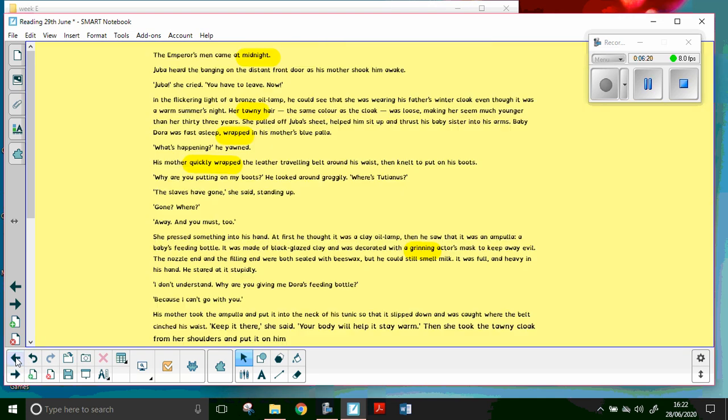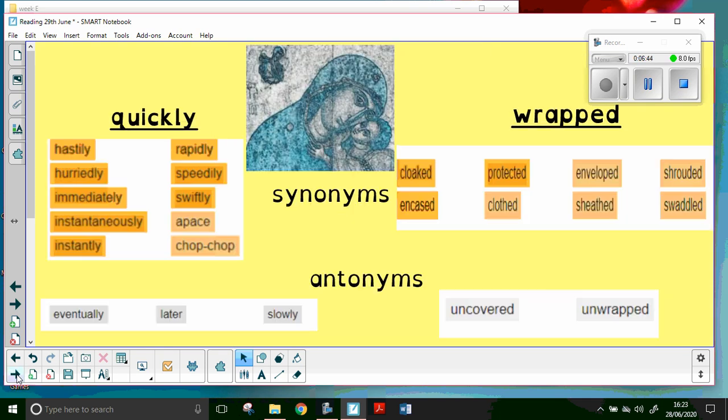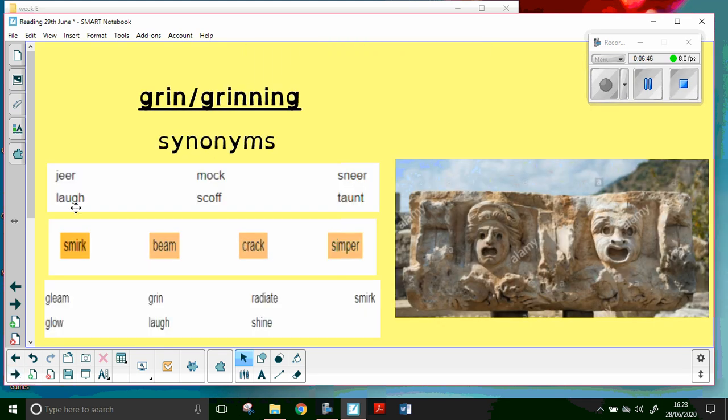Okay. And then the other thing that I've picked up on here is the grinning actor's mask. So it was decorated. The feeding bottle was made of black glazed clay and was decorated with a grinning actor's mask to keep away, to ward away evil. So I've got that grinning word there. Let's have a look. Grinning, to grin, the verb to grin.